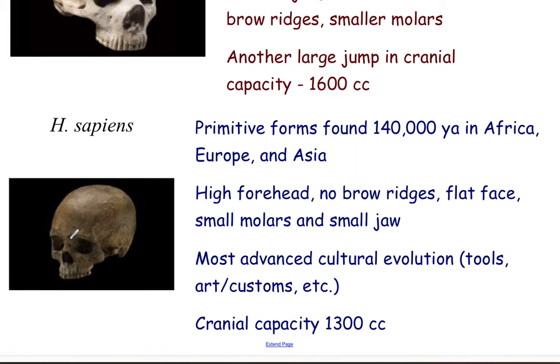Now we start to see the larger forehead starting to form. The brow ridges, the bones on top of the eye sockets, are now starting to completely go away. The face is generally pretty flat, and then we have much smaller molars and a small jaw still. And then we have the most evidence of them using different tools, different art and customs and things like that. And then they do have a slightly smaller cranial capacity than Neanderthal man.